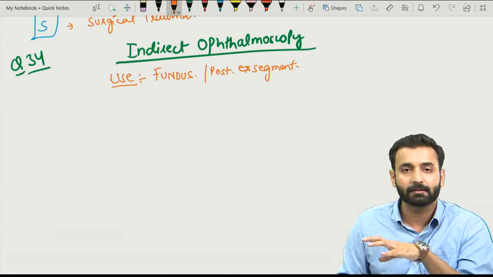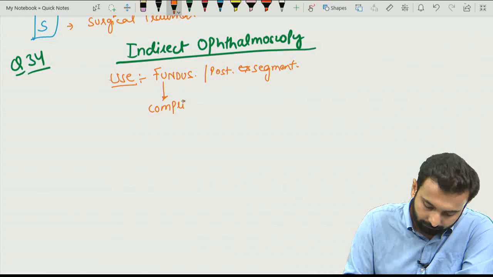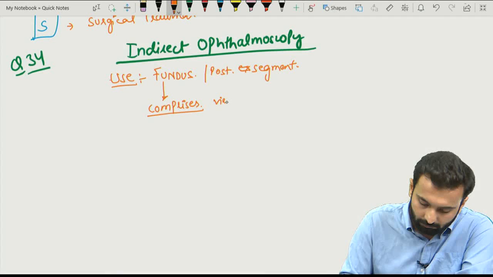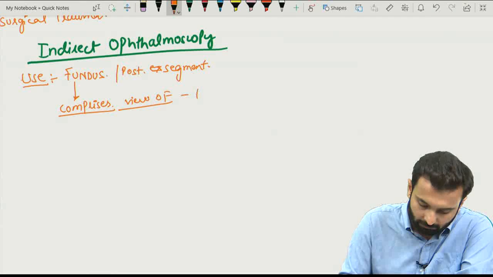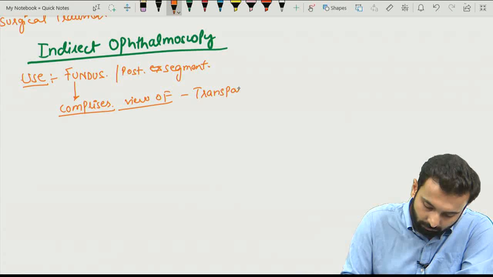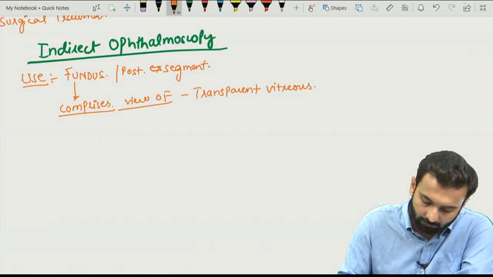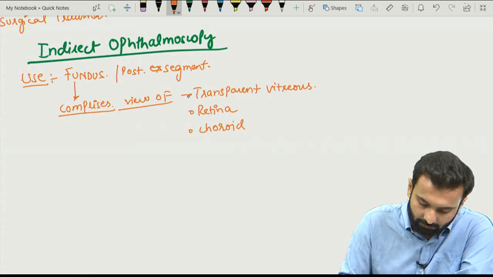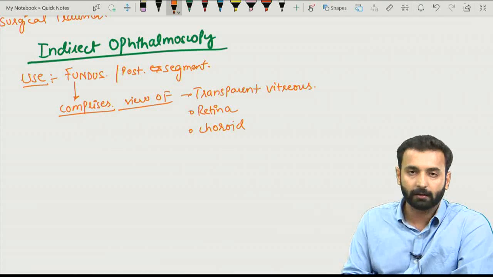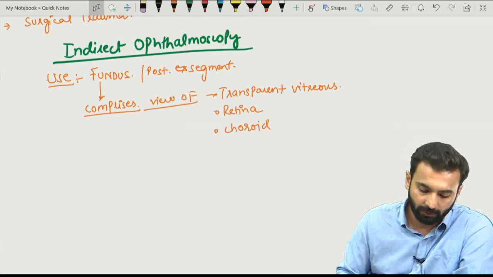Now one should know what is fundus examination. This comprises the view of transparent vitreous, transparent retina and choroid. Remember, the red reflex of the eye is due to choroid. So this is fundus view, right?